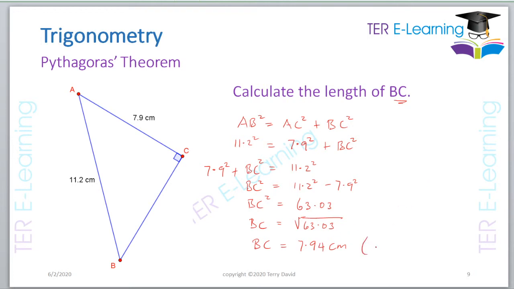So this is my answer to 2 decimal places. If they wanted me to give the answer to 1 decimal place, then it will be 7.9. So it depends on what they are telling you in the question. But the answer is 7.9 or 7.94.